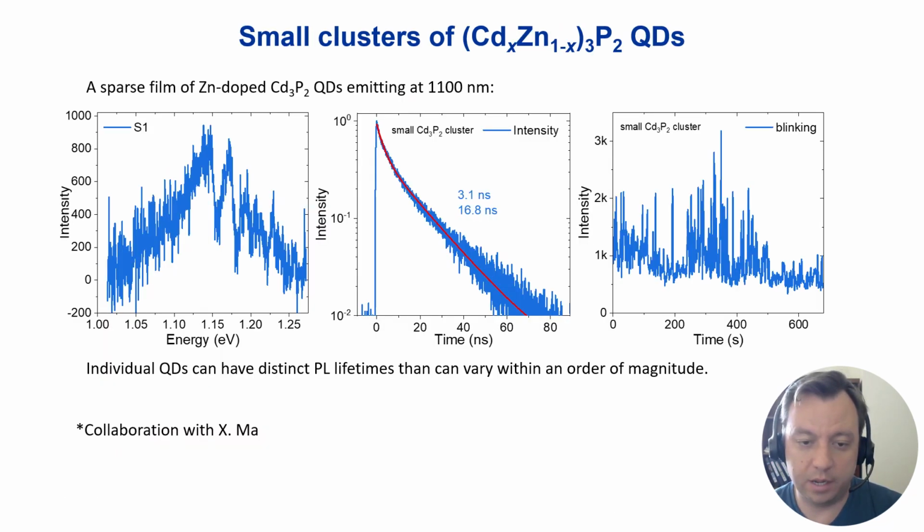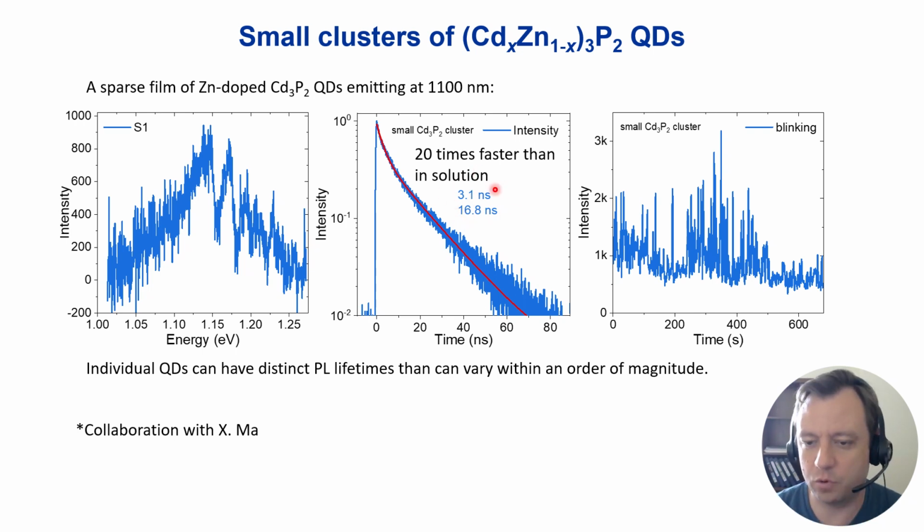We were trying to measure the single dot emission from these dots. We weren't able to because of the strong blinking, but we were likely looking at small clusters of them rather than single dots, and we saw dramatically increased emission rates from this small cluster of quantum dots. We see an emission time of 17 nanoseconds, for example.